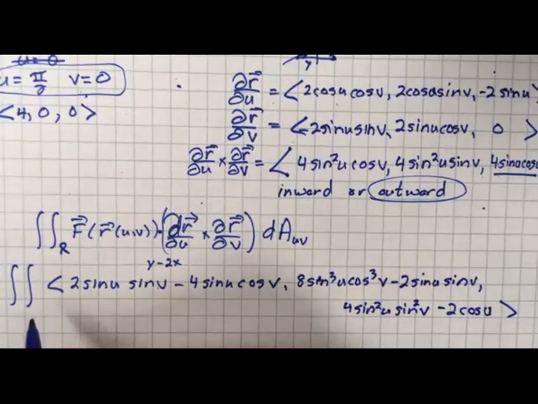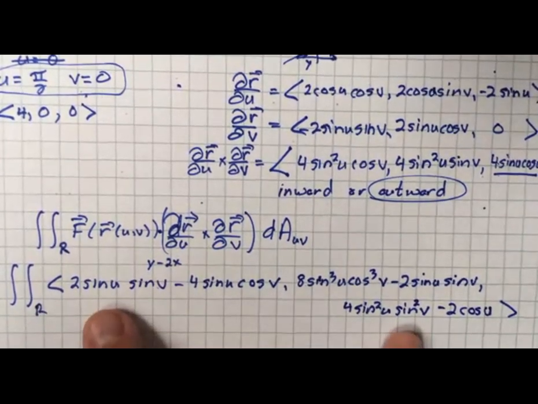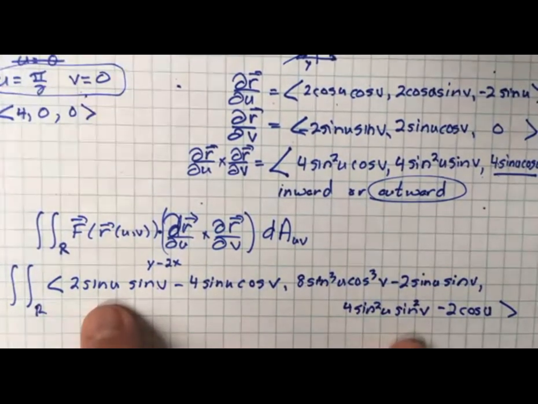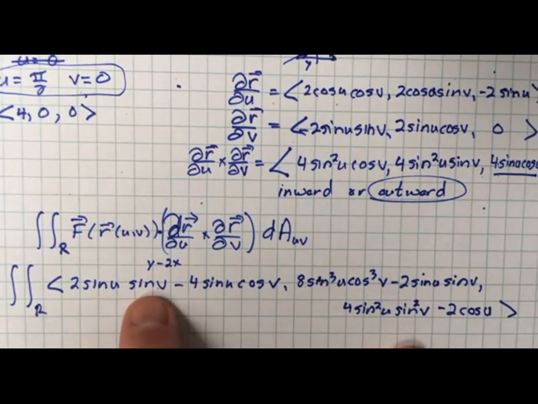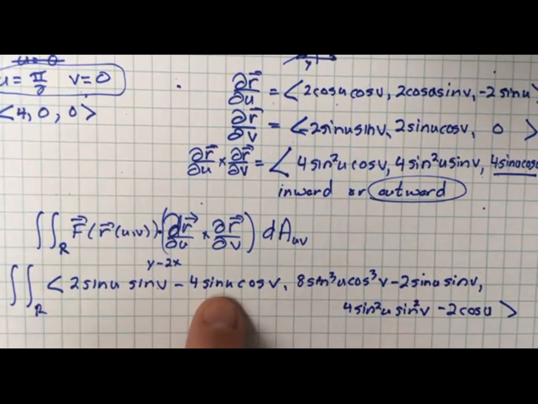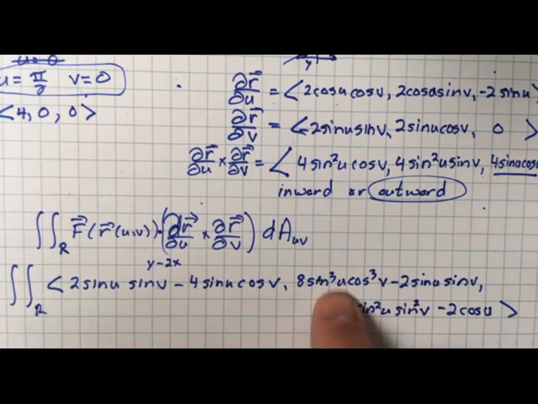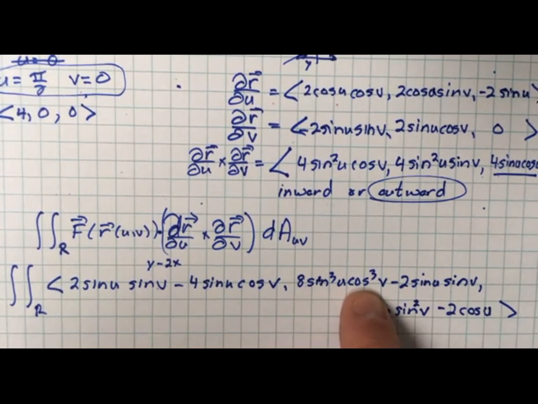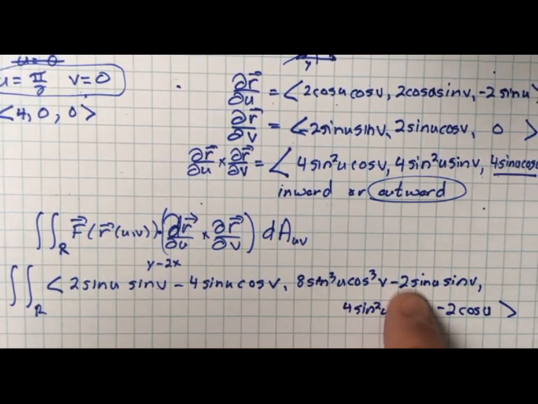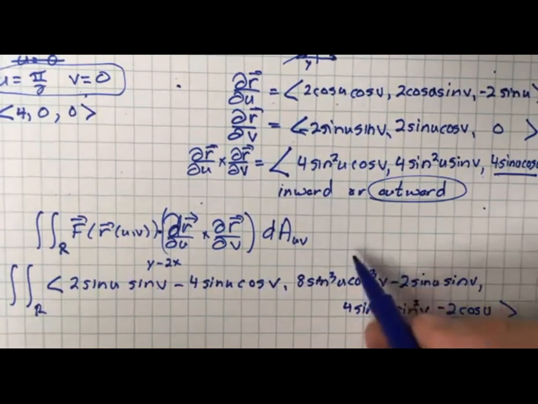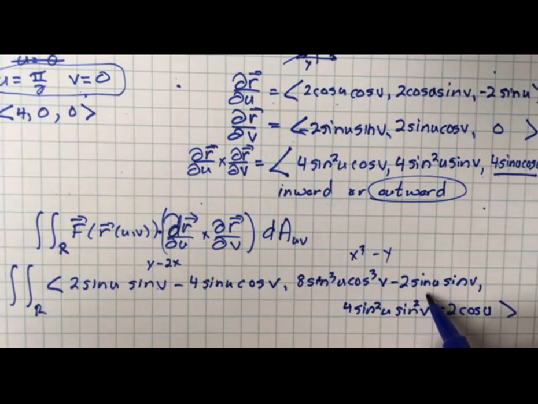Well, this seems like a bad path, doesn't it? I want to check this and just see what the final integral result is. So I'm going to double check my work here before I take this any further to make nothing worse than I have to. This was the y, the 2 sine u sine v. This was the subtract 2 x's, which is minus 4 sine u cos v. This was, unfortunately, cubing x, 8 sine cubed u cosine cubed v, subtracting y, which was 2 sine u sine v. This was x cubed minus y. This part right here was y squared minus z, which is 4 sine squared, minus 2 cos u.